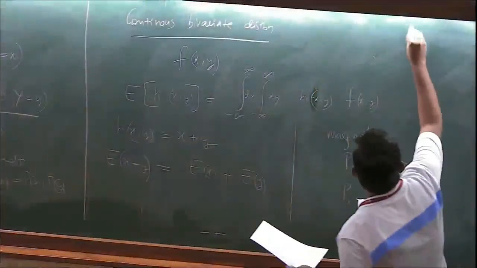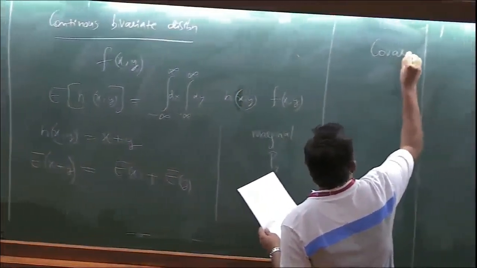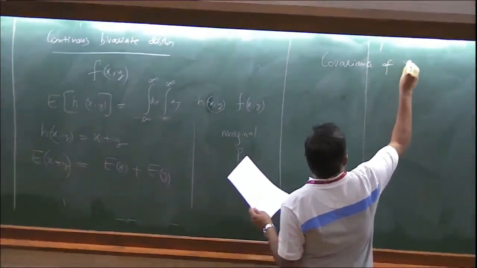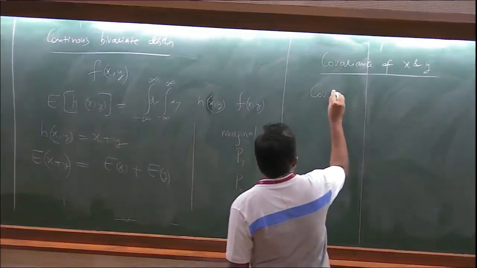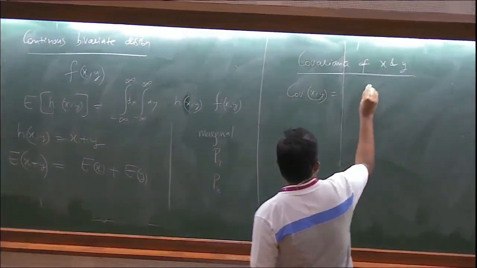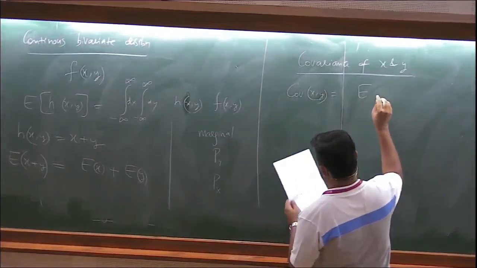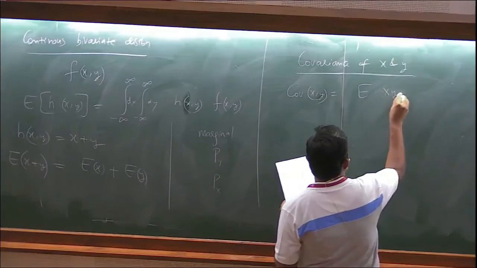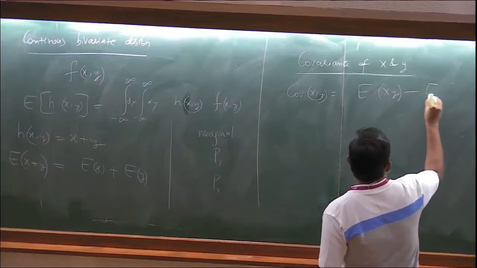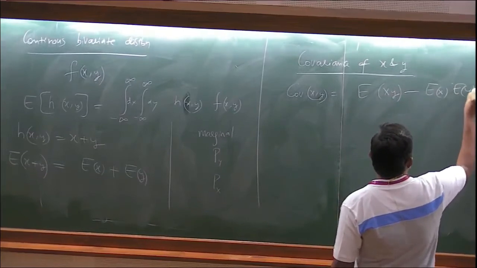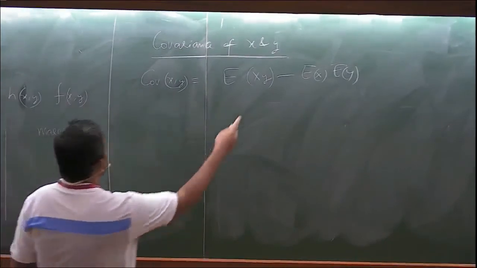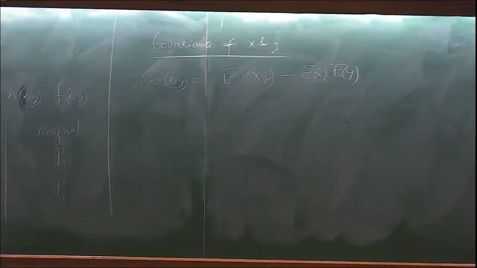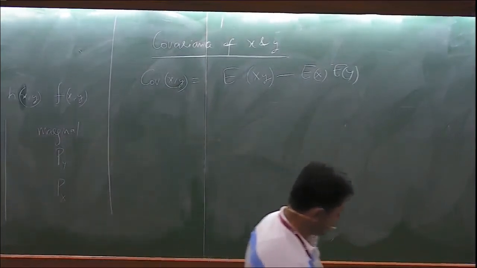So a better way, and one number which is very useful, is what is called the covariance of x and y. The covariance of x and y is defined as the expectation value of x into y minus the expectation value of x into the expectation value of y. So x into y is just thinking that h is a function which is xy and finding out the expectation value of xy.